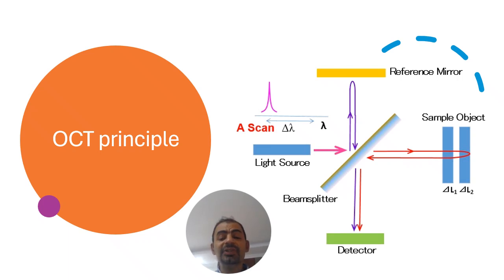The second difference is that it uses the principle of the coherence of light. That's to say, if we have a light source here, it's producing the light. The light will pass through a beam splitter. Some of the light will pass to the eye, and some of the light will pass to a reference mirror and become reflected. The light reflected from the eye and this one reflected from the mirror will come together at the detector. The light goes as a trough and a crest.